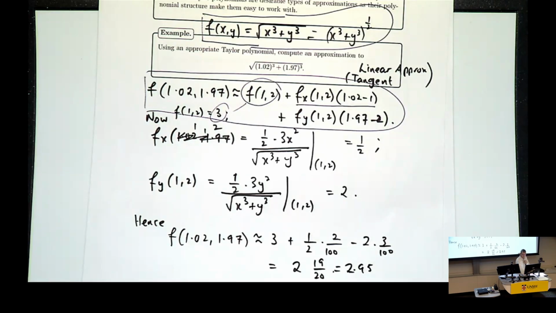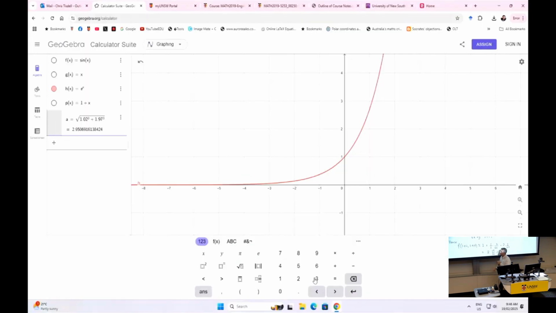All right, the big reveal. So you can see up the top left-hand corner, 2.95069616, and so on. So 2.95 sounds okay. I mean, it's just a linear tangent plane, right? You can't expect too much, but that's pretty good. You can work out what the error is and all that sort of stuff. Questions? Yep, hang on, I'll get to you.